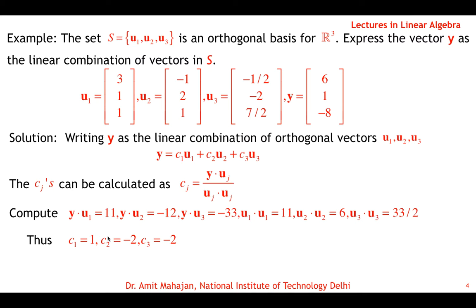So clearly y can be written as a linear combination of u1, u2, u3 with these weights. So we have the linear combination: y is the first vector minus 2 times the second vector minus 2 times the third vector.